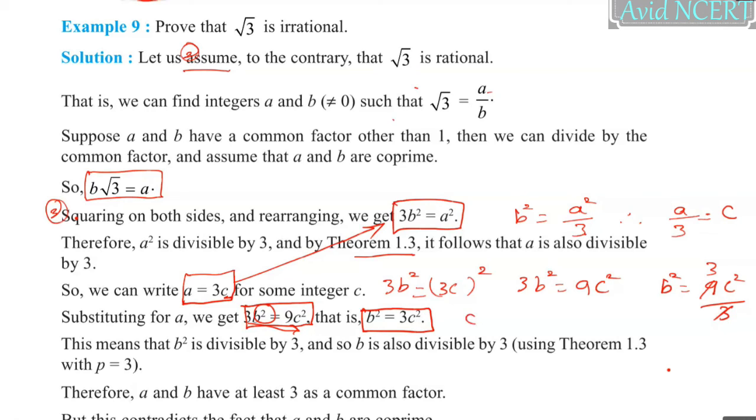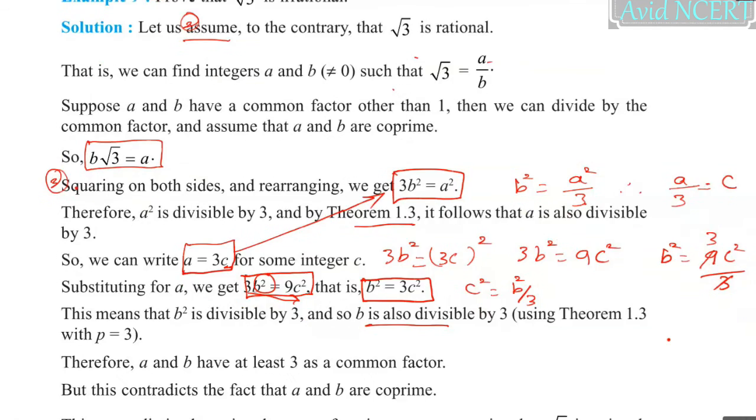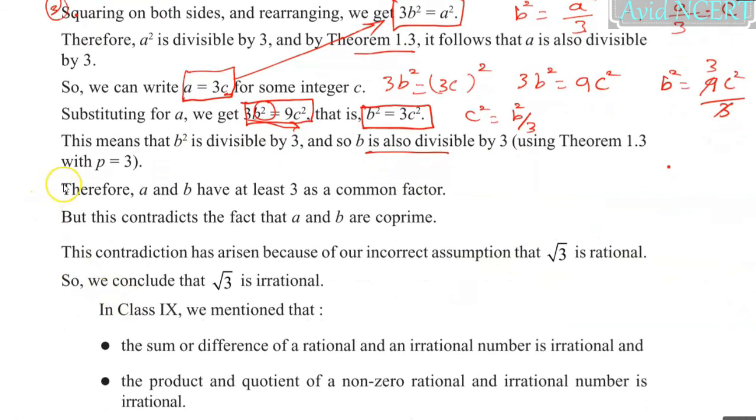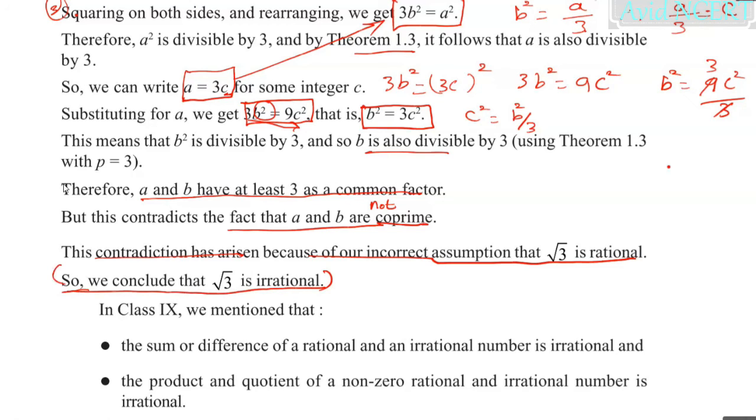From this we know that c square equals b square by 3, which means 3 divides b square. Therefore 3 also divides b. So these are the important points you have to write. So therefore first point is a and b have at least 3 as common factor. So a and b are not co-prime. So this contradiction has arisen due to the incorrect assumption that root 3 is rational. So we conclude that root 3 is irrational. This is the important point you have to write in the exam.